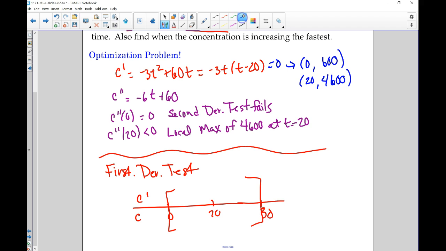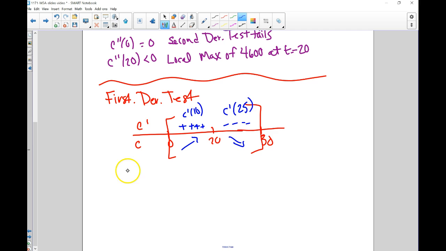Okay, and the signs here, if you take test values, say c prime of 10 and c prime of 25, this ends up being positive and negative, so it goes increasing to decreasing. Okay, well that doesn't help me classify 0 and 30, so this is where I need to do the method for global extrema. So I compute c of 0, c of my critical point, so compute the concentrations at endpoints and critical points.